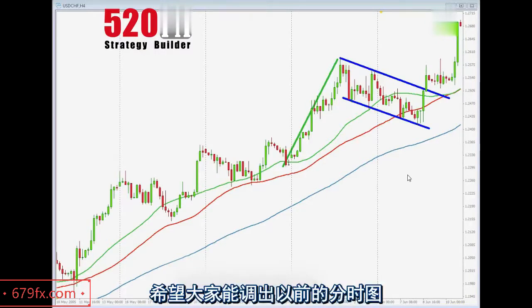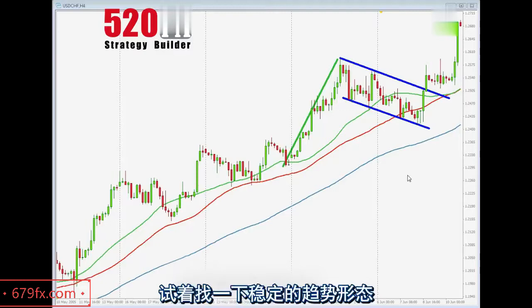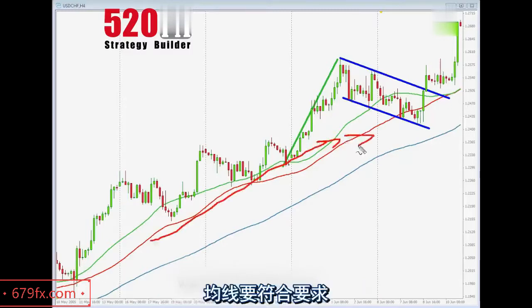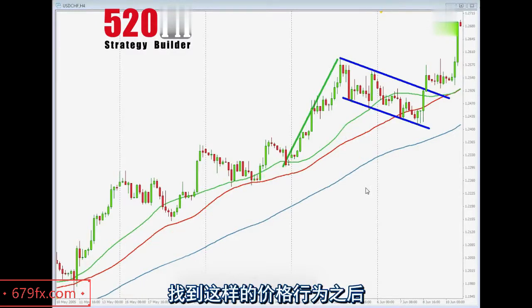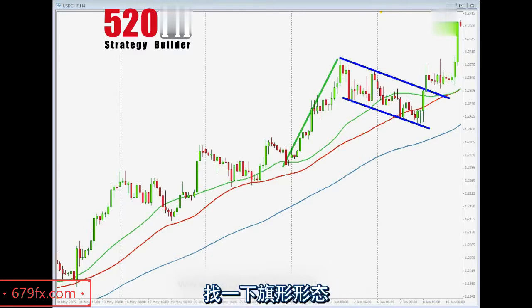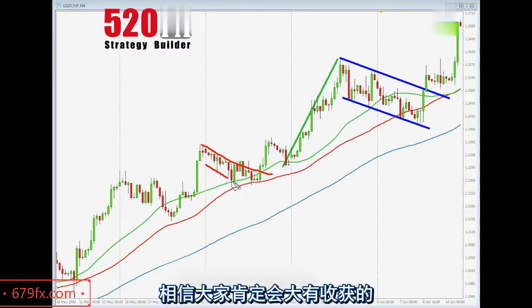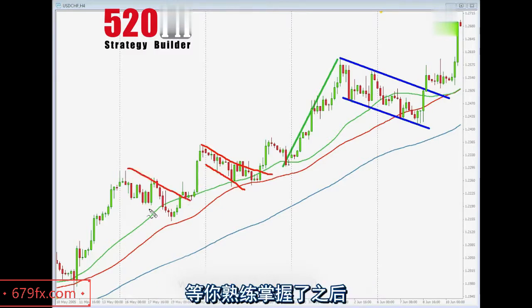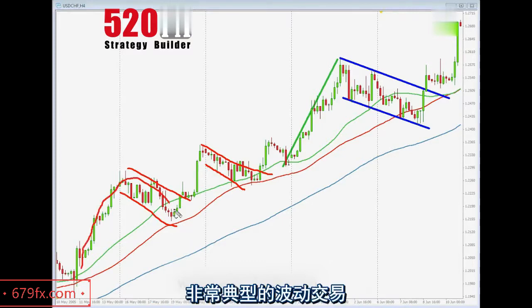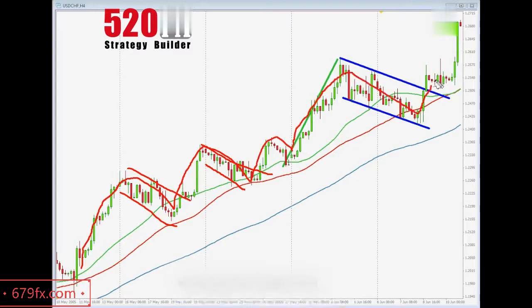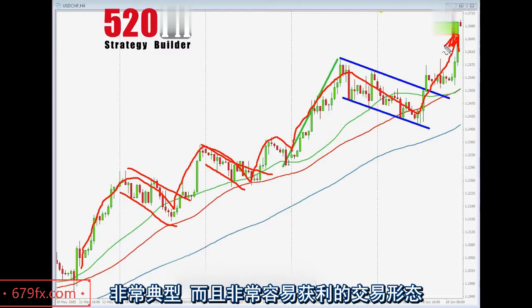Nonetheless, go back to your charts. Scroll back in time, try to find all those healthy trends as per the moving averages, all of them parallel to each other, in order, etc. And once you find that type of price action, try to find different flags. I'm sure you will find many of them, and once you get accustomed to them, you will be able to make money just by trading them. It's typical swing trading, always in the direction of the main trend. It's a very typical and very profitable type of trading.